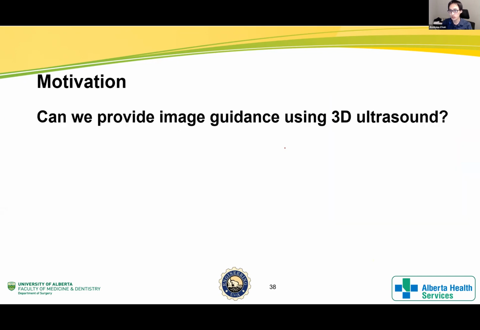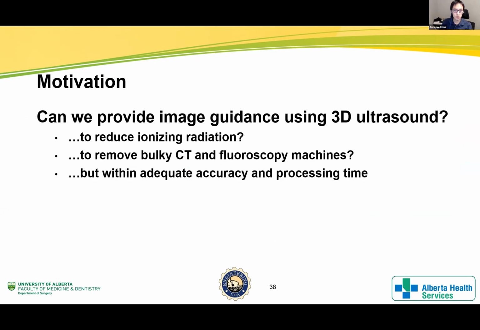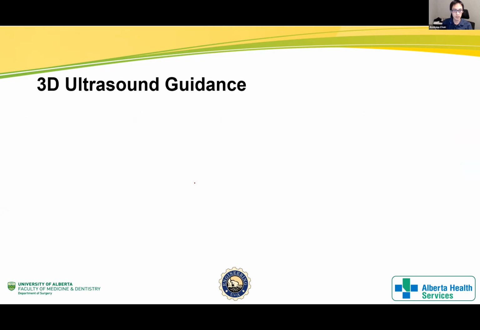And so our question was, can we provide image guidance using 3D ultrasound to reduce this ionizing radiation, reduce the need for these large machines that have to be wheeled in, but also achieve the same accuracy and even better processing time, if we can, compared to these navigation systems.